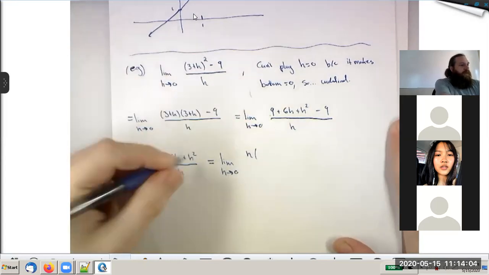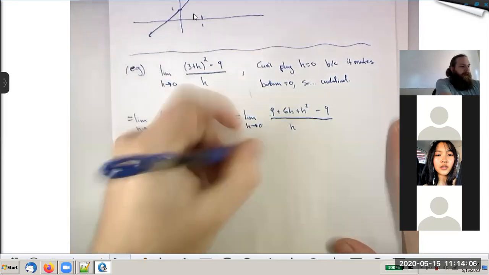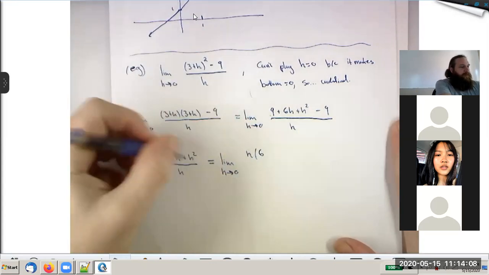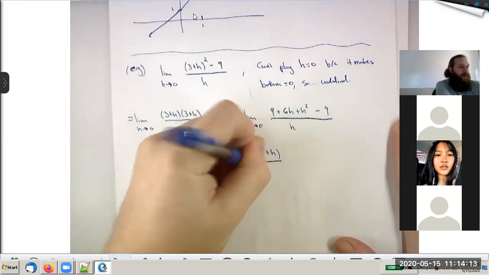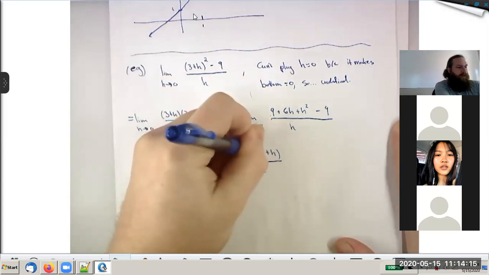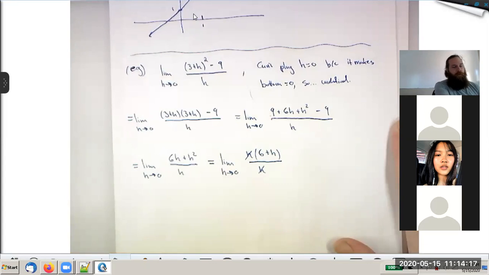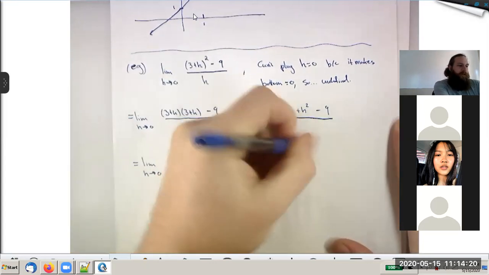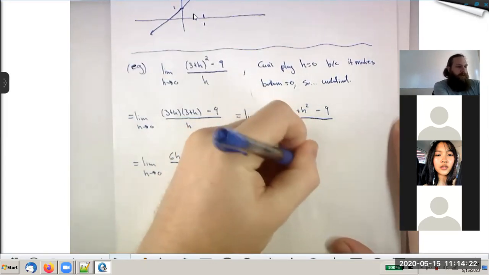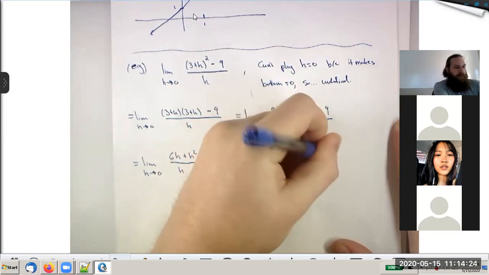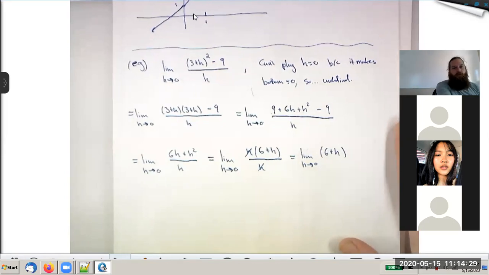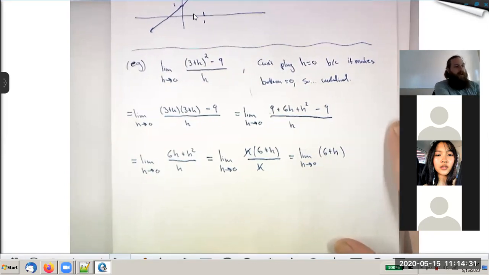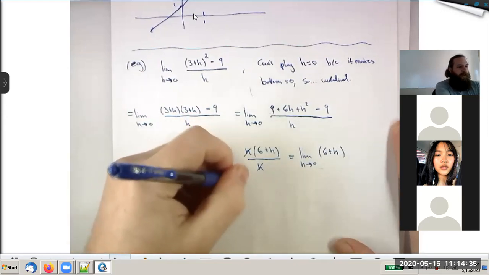Mathematicians have strong hands. When I factor an h here, I get h times the quantity, or parentheses, 6 plus h, all over h. And now you can cancel these. So this is the limit as h goes to 0 of 6 plus h. You can write over 1 if you want to, but something over 1 is just that thing. And now this piece is continuous at h equals 0. This is kosher as long as h is not equal to 0.